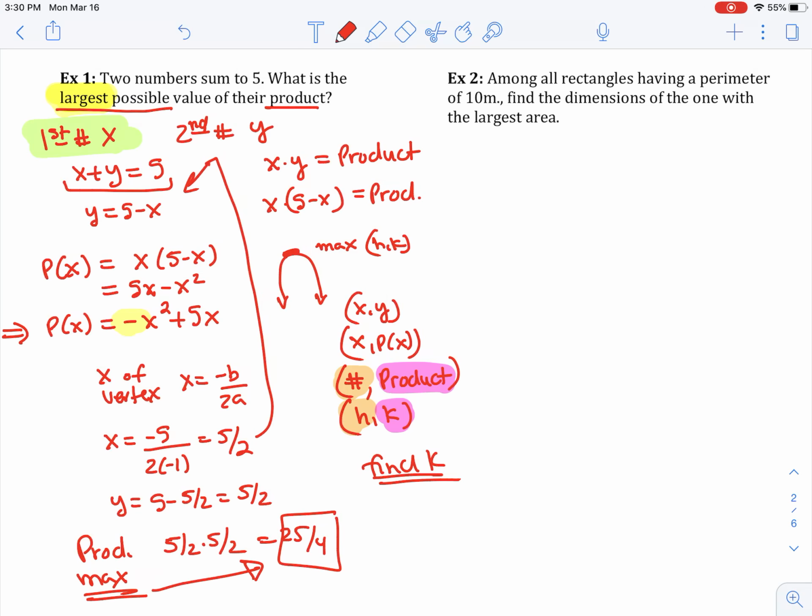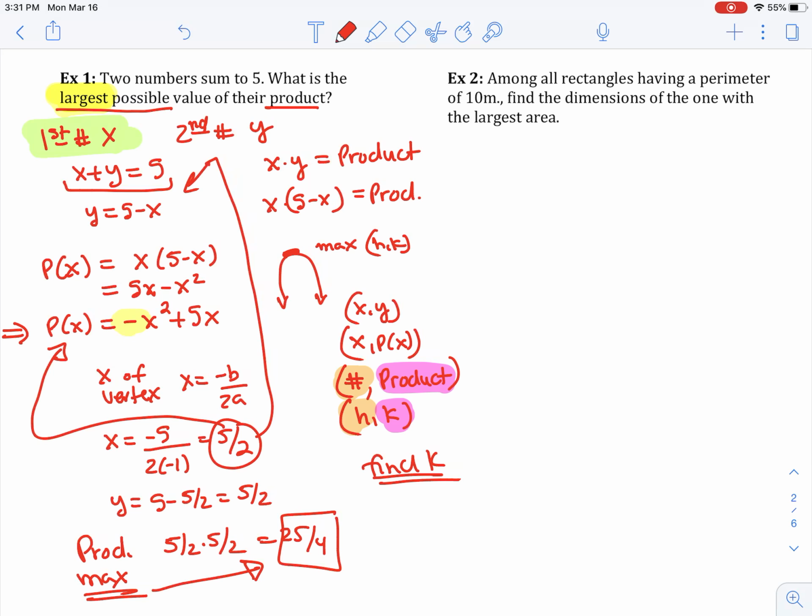And that is our max product, that is 25 fourths. We could have also taken that 5 halves right here, and we could have plugged it in to our product equation. And that also would have given us 25 fourths. So you had options.